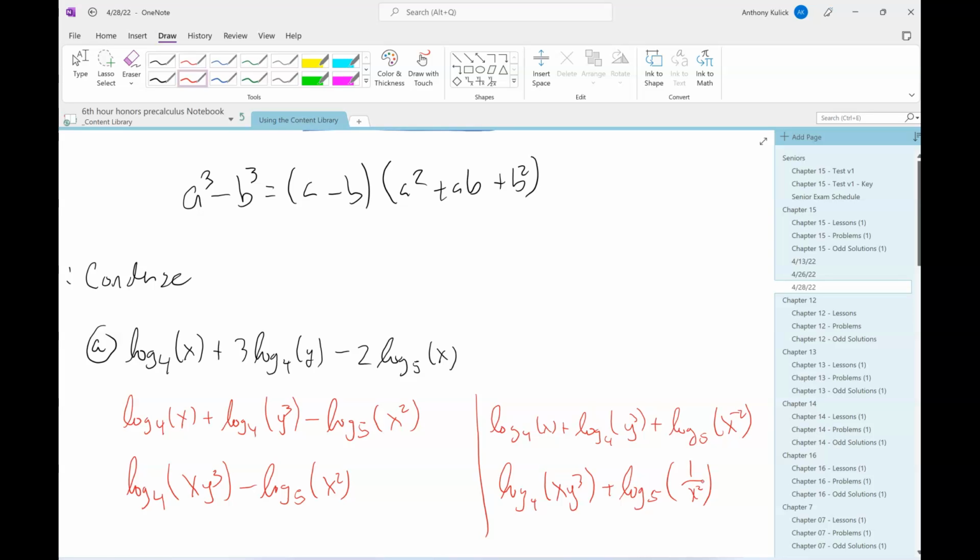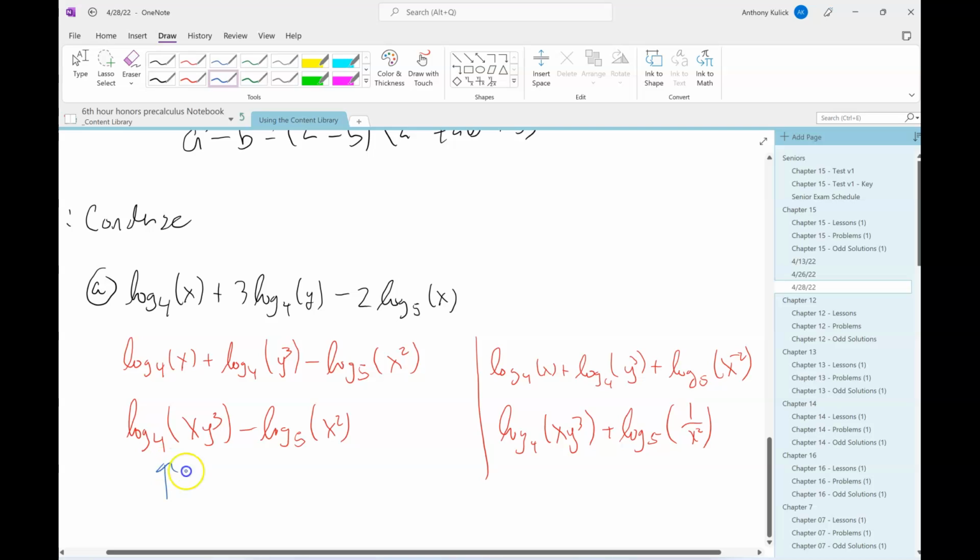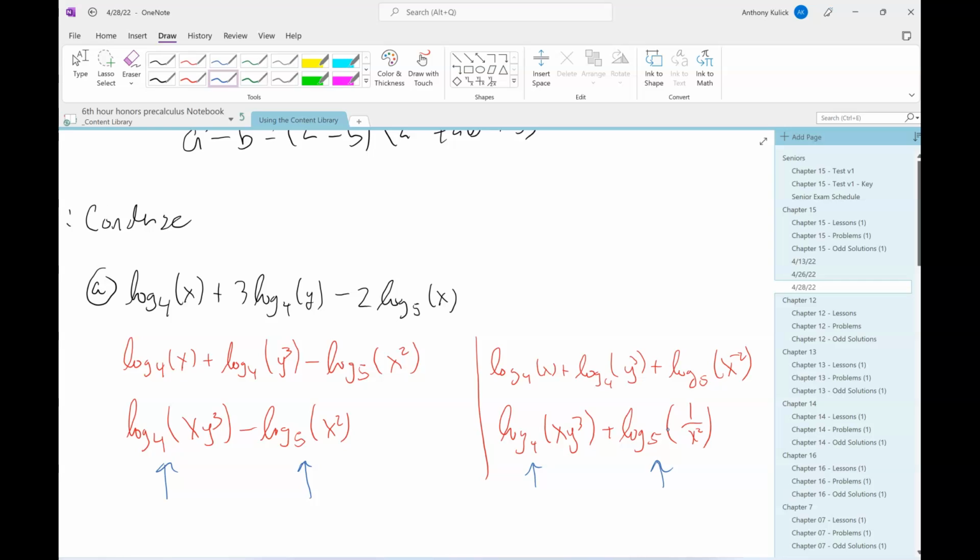Wait a minute. There's a subtraction symbol staring right there. Why isn't there a quotient property? Yeah, the bases of the logs are different. Nothing more we can do. Oh, Mr. Kulik, that's a nasty trick. Well, I've shown it to you, so now you know to be on the lookout for it.